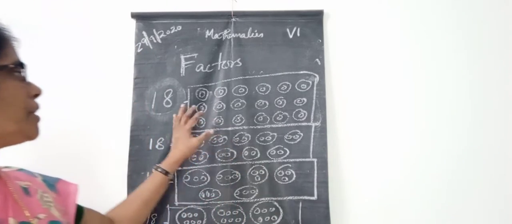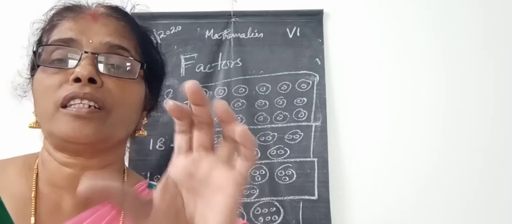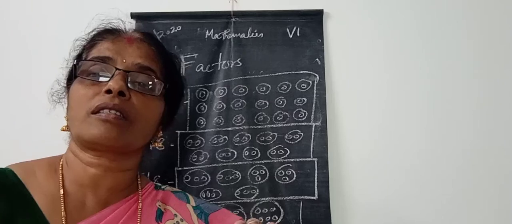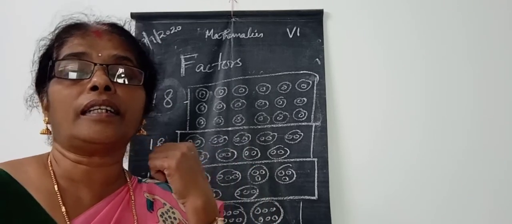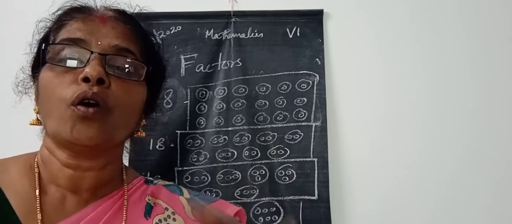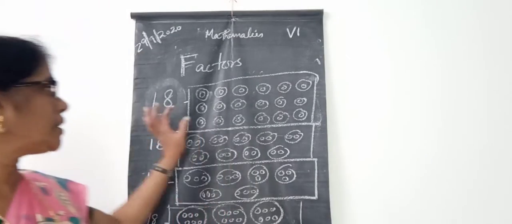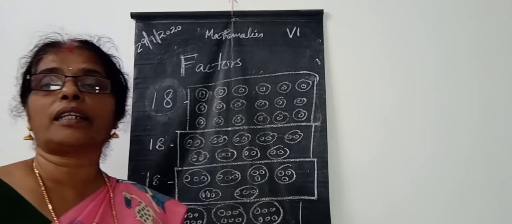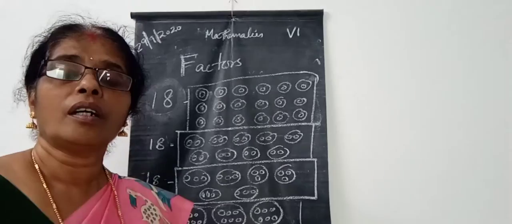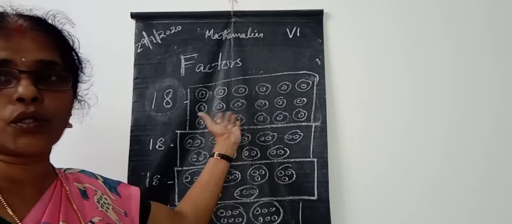Look here. First I decided to give these 18 sweets to 18 children. If I want to give 18 sweets to 18 children, I have to give one sweet to each child. Then I can give 18 sweets to 18 children, isn't it?